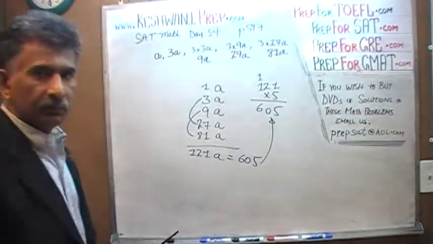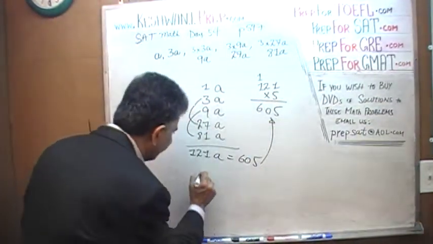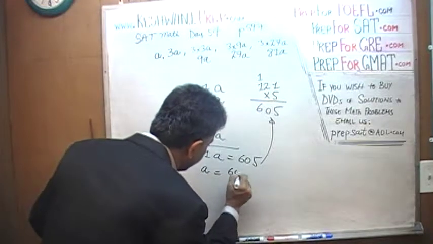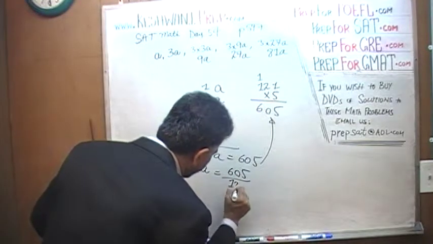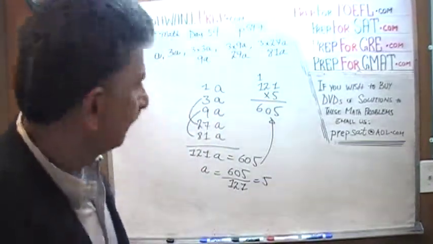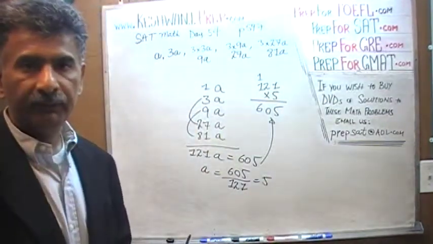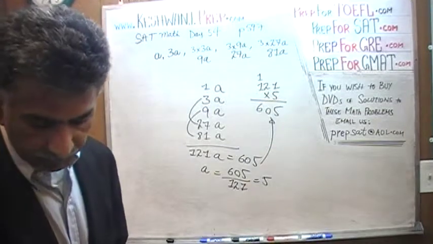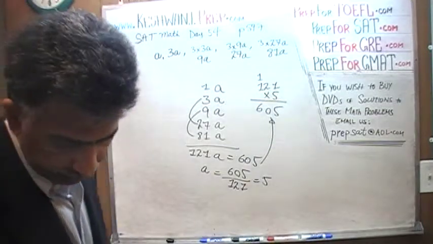That implies that A must equal 605 divided by 121, which is 5. The value of A is 5. And that's all. That's it. Next one, shall we? Number 15.